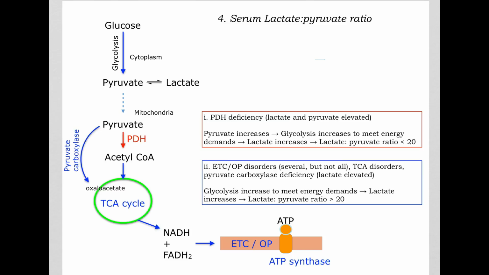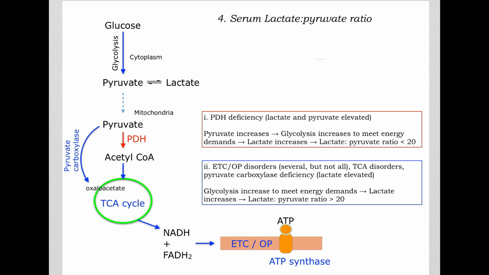The serum lactate to pyruvate ratio is another helpful test in mitochondrial disorders. So for example, in PDH deficiency, this enzyme is not very active, so we see pyruvate accumulating. Of course, to meet the energy demands, glycolysis increases, so lactate increases. So lactate increases, pyruvate increases, so the lactate to pyruvate ratio is low, usually less than 20.